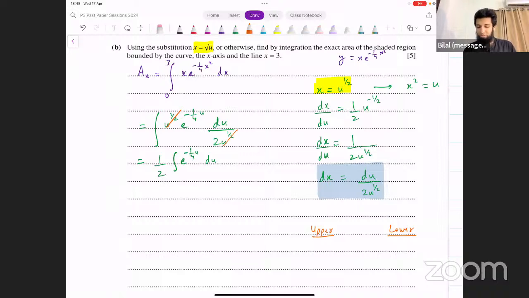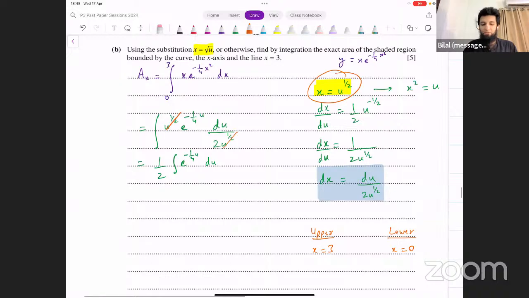The upper limit in this case is 3, so that's x equal to 3. That was the upper limit. The lower limit was x equal to 0. Now, what's the substitution that we're using? X equals u raised to power 1 over 2.